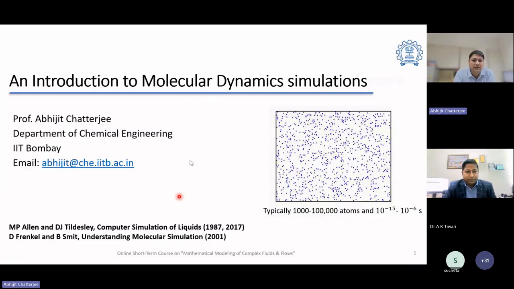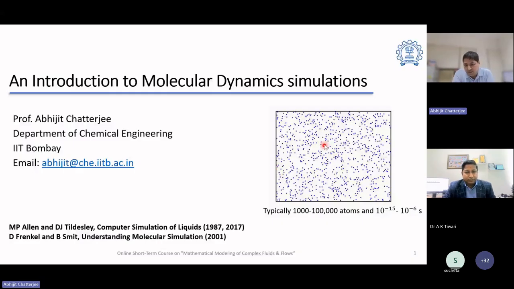Let me also mention that if you're interested in the molecular dynamics approach, there are two very well-known standard books covering this topic. One is by Allen and Tildesley, titled Computer Simulation of Liquids. There is a recent version of the book which appeared in 2017. And there's one more book by Frenkel and Smit titled Understanding Molecular Simulation, which was published back in 2001.